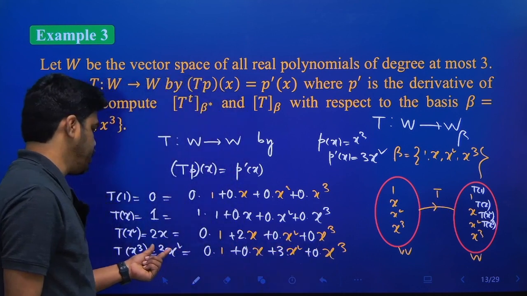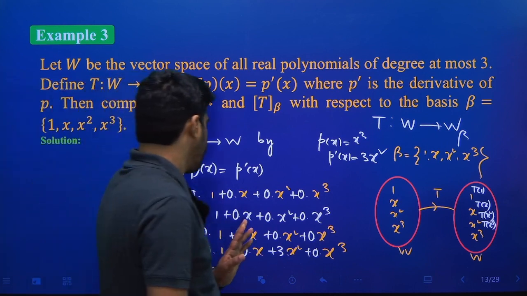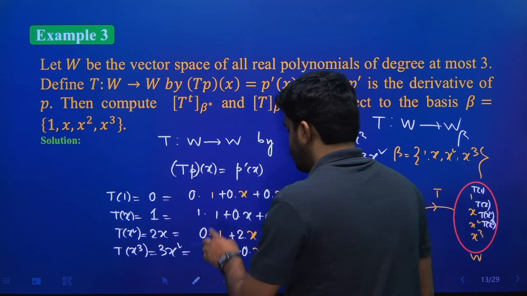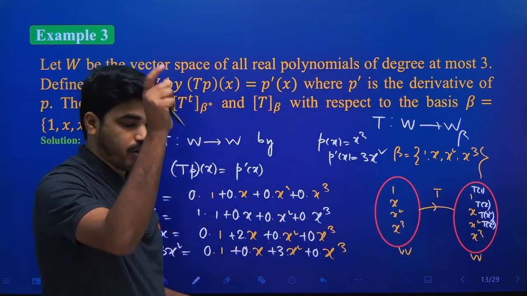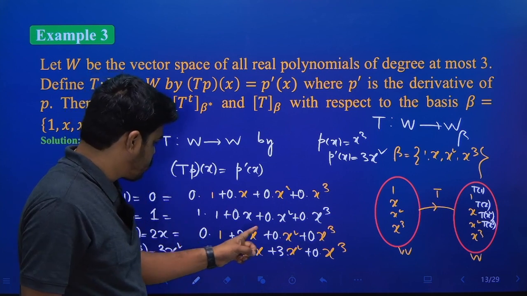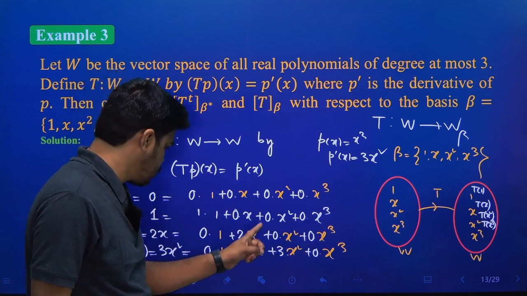Look, ultimately you get 3x square. So what is the matrix representation of T? We represent it column wise. 0 0 0 0 is the first column. The second column will be 1 0 0 0, the third column will be 0 2 0 0, and the fourth column will be 0 0 3 0.